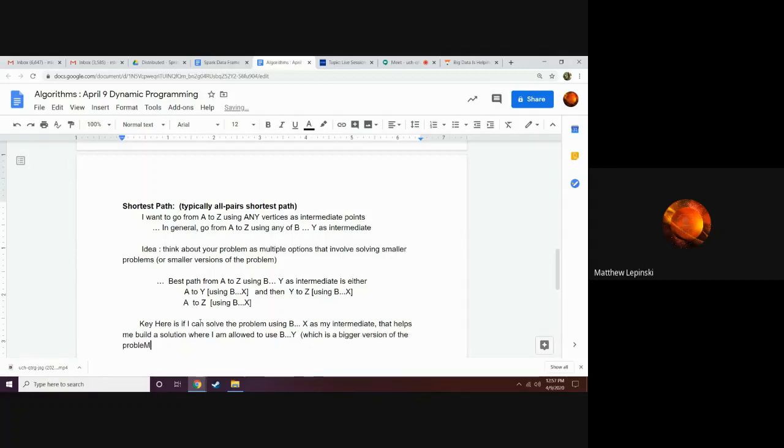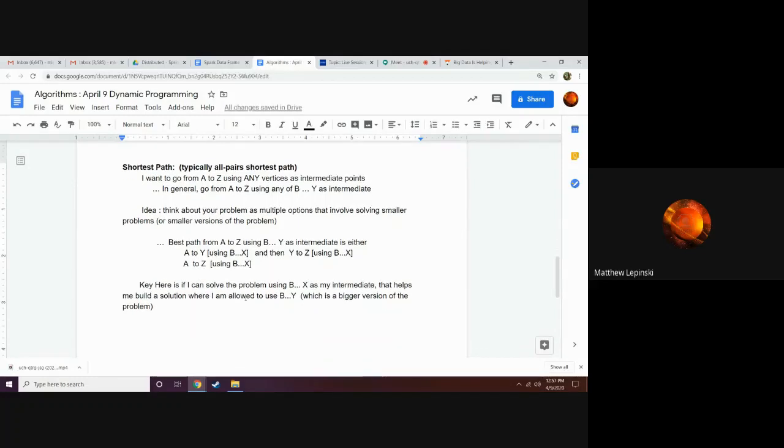So what I'm doing here is considering only subsets of my graph. I'm restricting myself to only using a portion of the graph that doesn't involve Y. And then if I can solve the version of the problem that doesn't involve Y, I can build up a solution where I'm allowed to use Y as a middle point in my path. Again, this might be a little bit confusing, but if you read the all pairs shortest path problem in the book, I just wanted to connect that to what we're doing with dynamic programming.